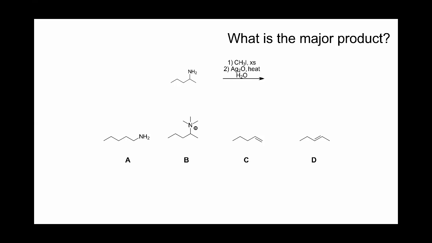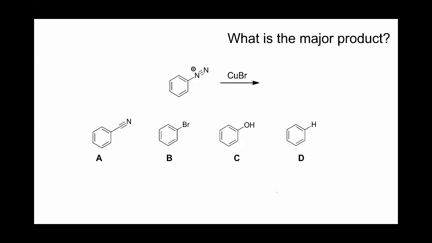All right, so for this one, the first thing that happens is we'll get methylation. So we get three there to form that quaternary, and then we'll do an elimination to give us the least substituted alkene. So we'll get C for that one. All right, any questions there? All right, how about this one?